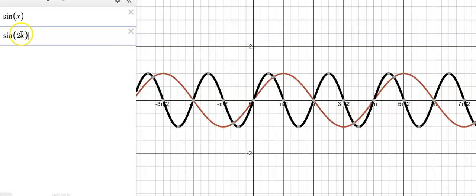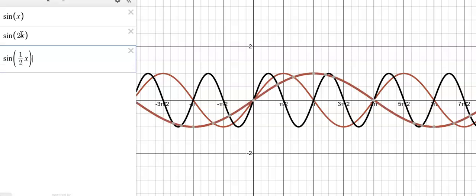Okay? Now, if my b is between 0 and 1, let's say it's 1/2, and come out here, x. What happens? Oh, it's giving me a red one again. I wish it was a different color. Let's see if I can make it a different color here. Control C, Control V. Nope. Sine of 1 divided by 2 x. Yes. Let me do that here. There we go. So now I've got a different color.